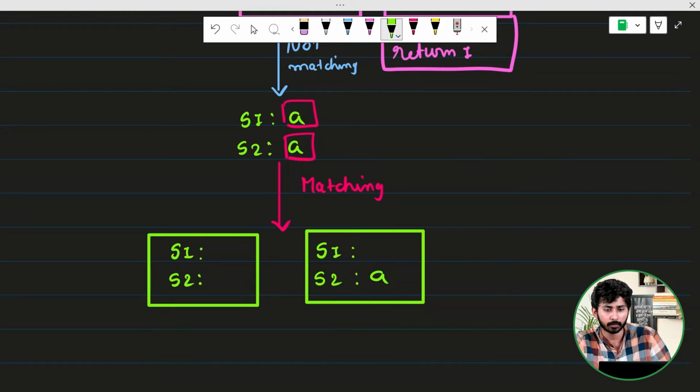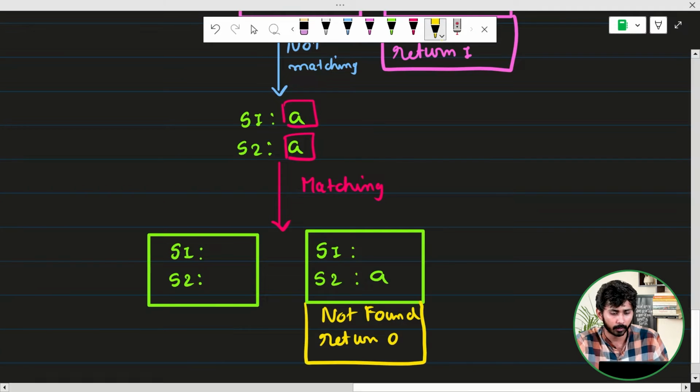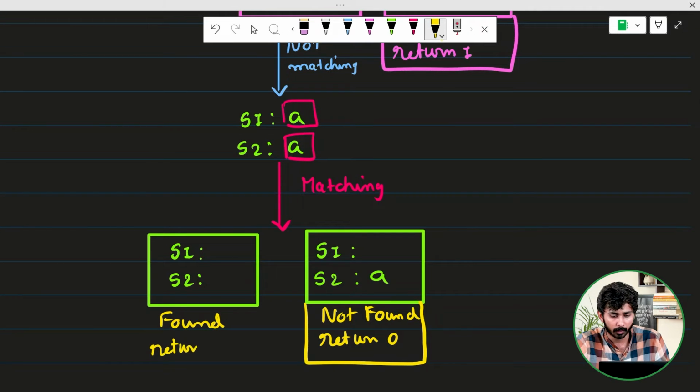Now what can you say about this part? S1 has been exhausted, now S2 still has one character to be matched, right? So not found. No subsequence can be found now. So what should you return? The answer will be 0. In this I cannot find any subsequence. Okay, and here I have found a subsequence because S1 is empty, S2 is empty, right? So I will be returning a 1 over here.